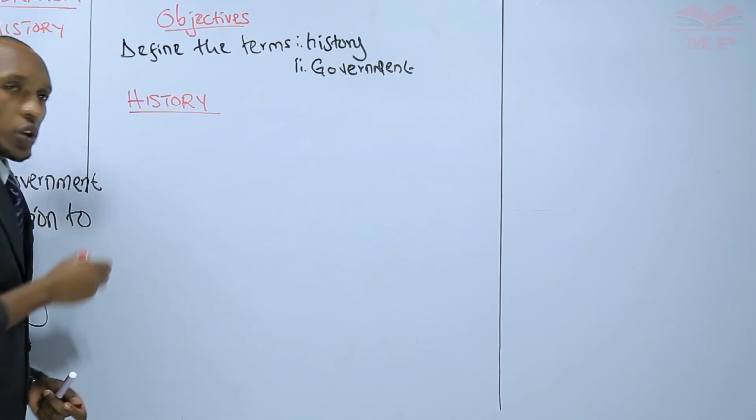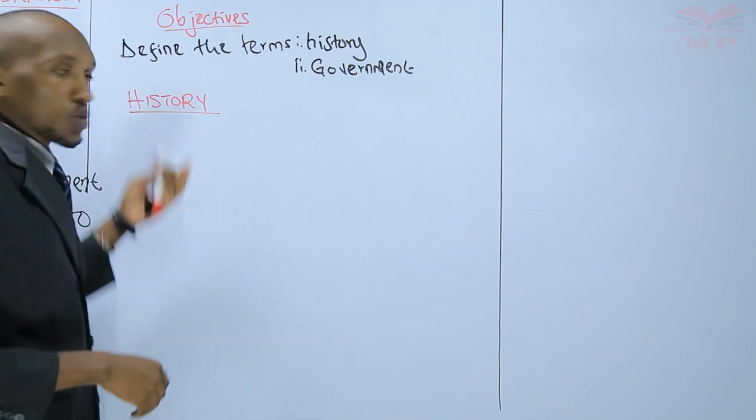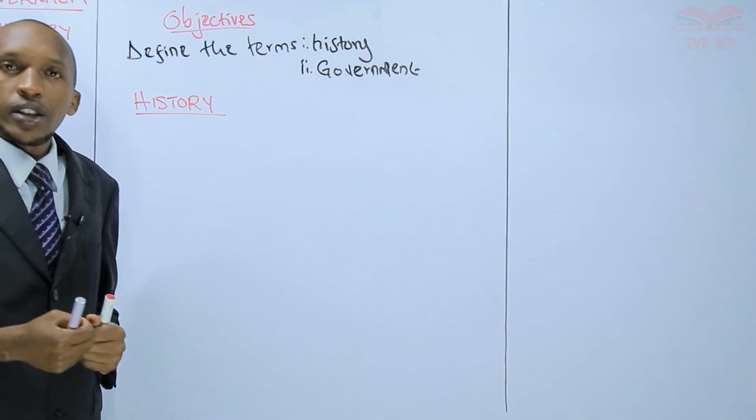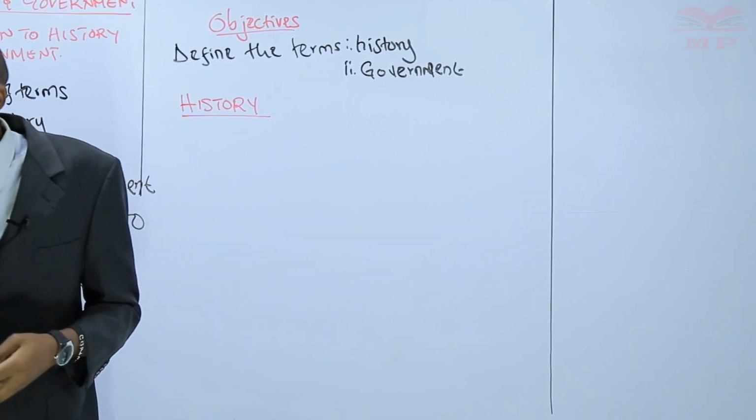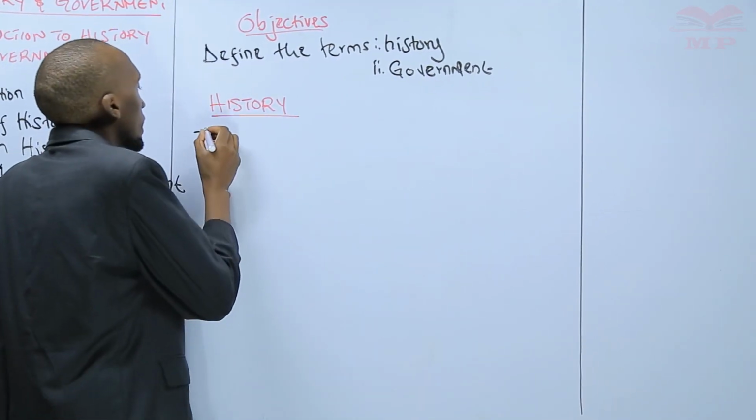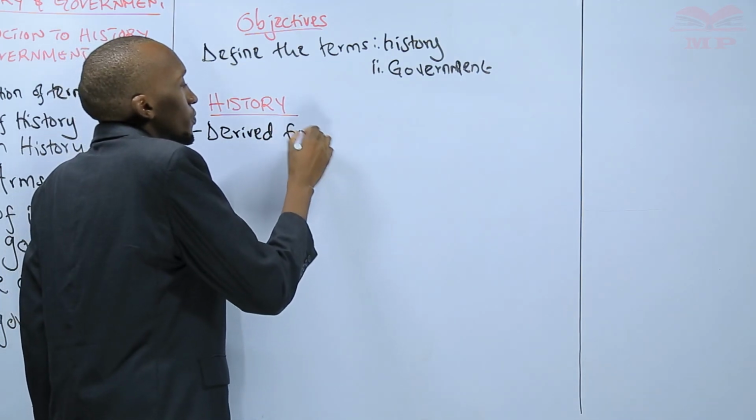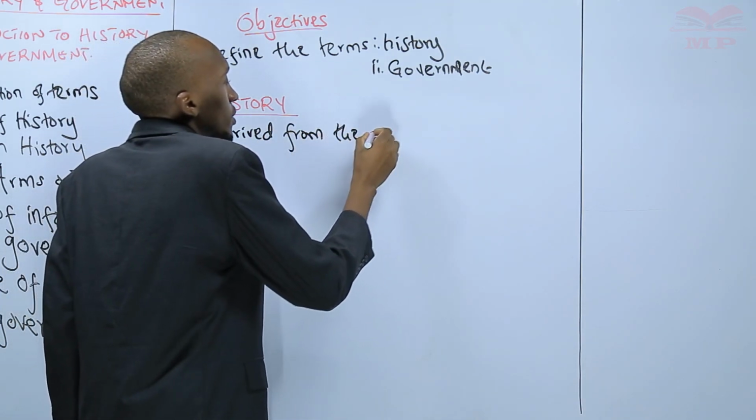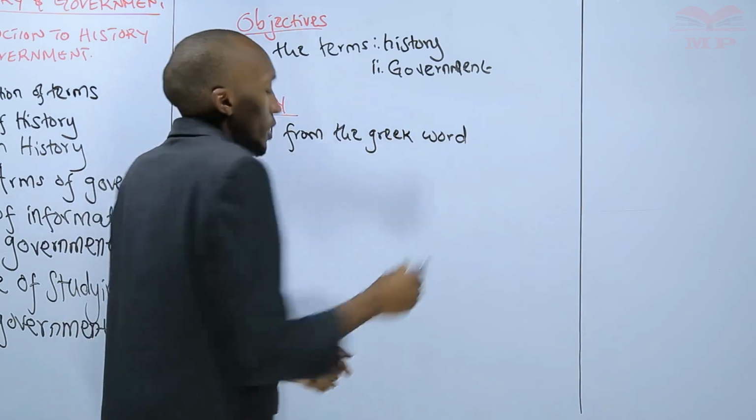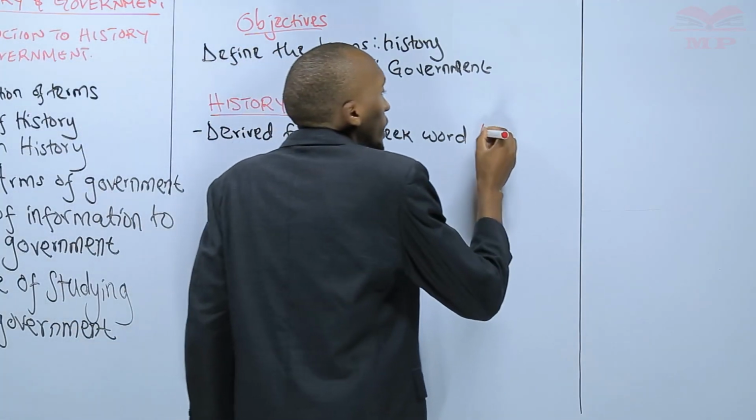History. What is history? So my dear learner, can you tell me what you understand by the term history? Can you give it a try? So history is a word that has been derived from the Greek word. History is an English term, but it has been derived from a Greek word, historia.